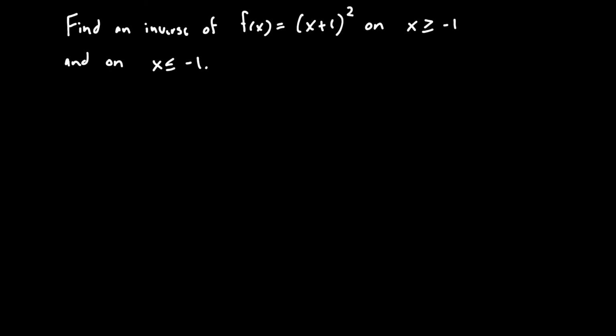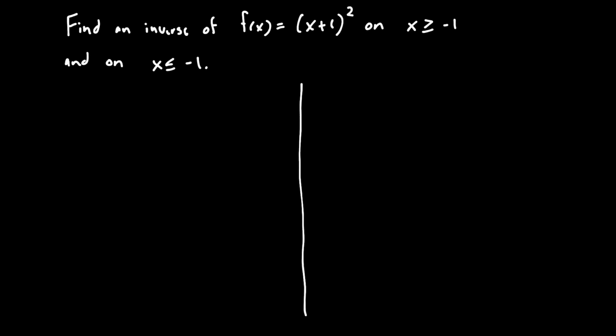Now let's look at this example. We want to find the inverse of f of x is equal to x plus 1 raised to the second on two different intervals. The first interval is x is greater than or equal to negative 1, and the second interval is x is less than or equal to negative 1. We're going to break this up into two cases.